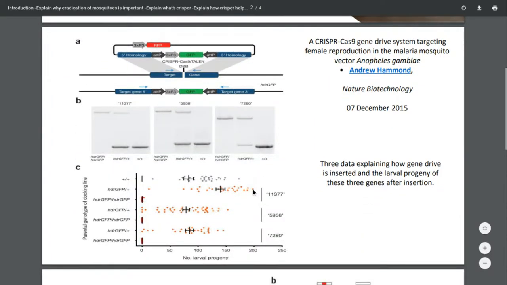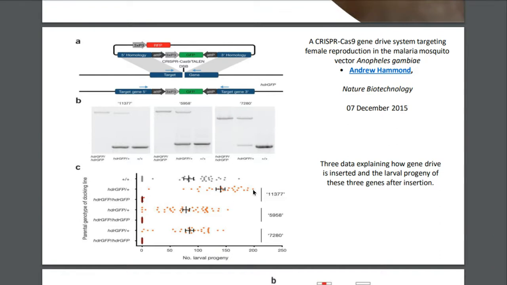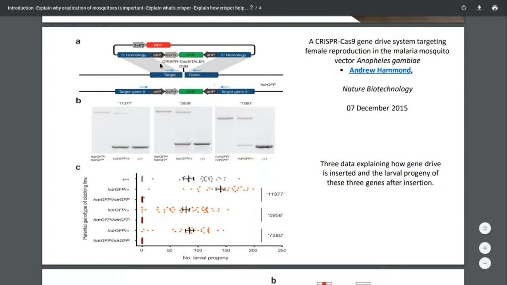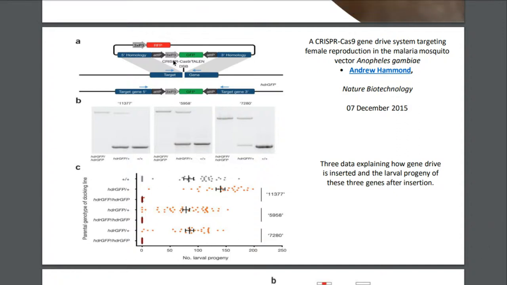My first data has three sections or three graphs, but I will only be focusing on A and B. In A, to explain what's going on here, the ATTP is a guide plasmid, the 3xP3 is a promoter sequence, GFP is a green fluorescent protein, and of course, the plasmid contains the DNA, the chromosomes that we are influencing. A is an example of what they will be doing.